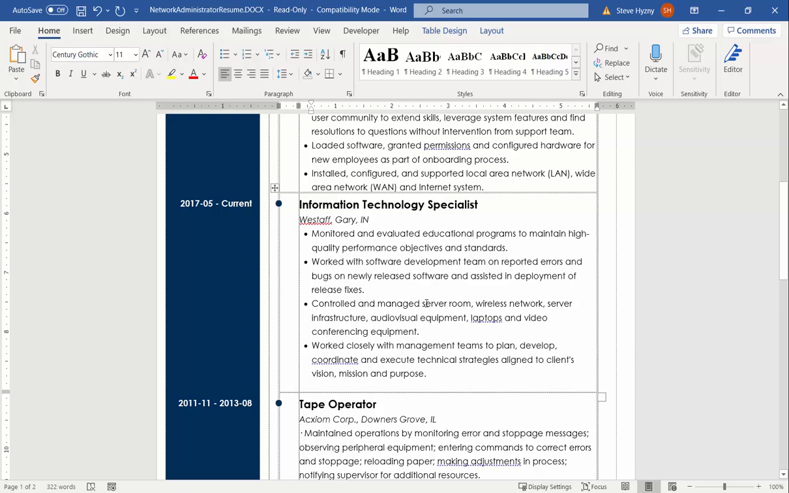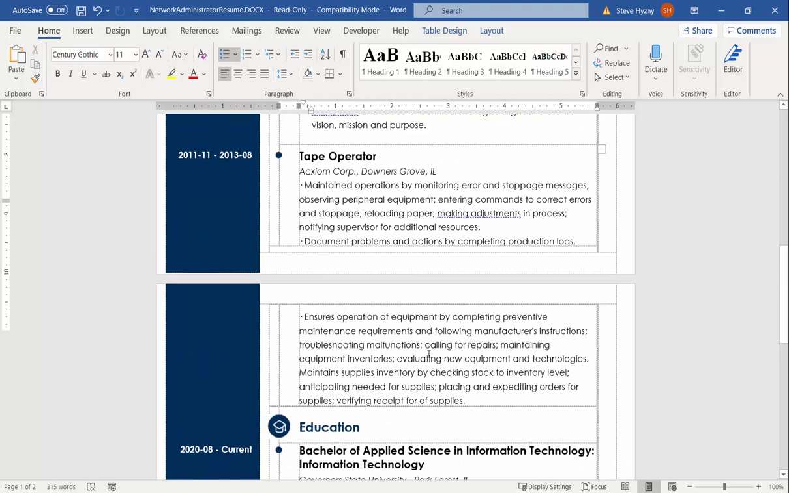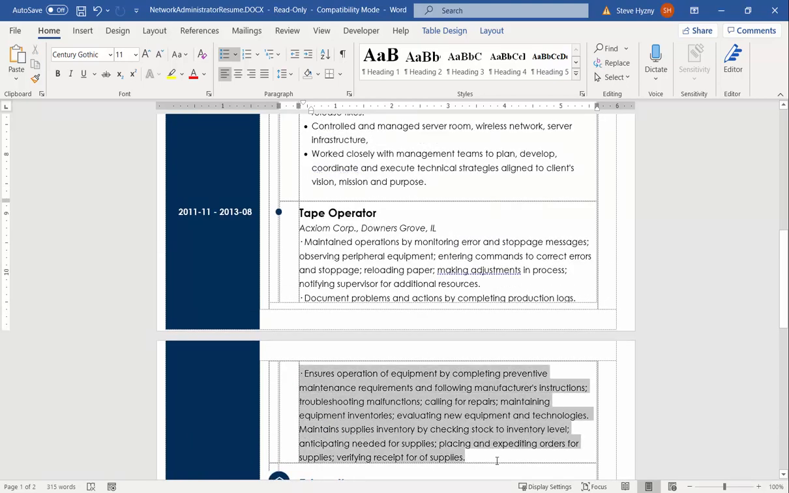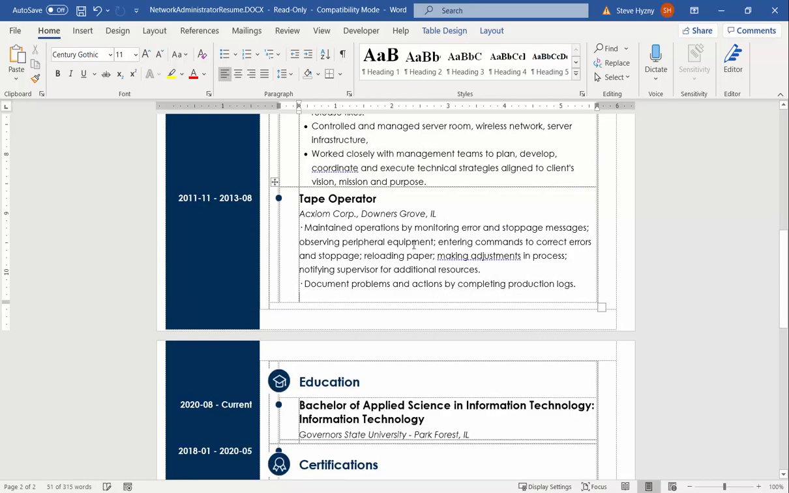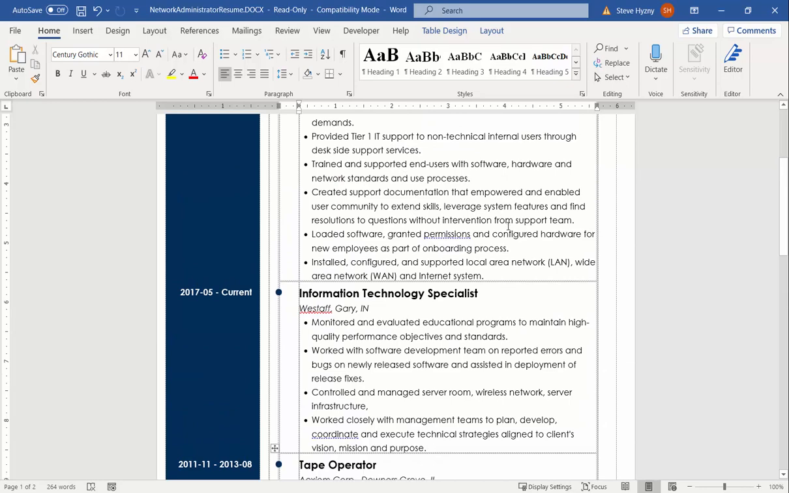controlled and managed. All right, server room, wireless network, server infrastructure. Let's take audio-visual, laptops, and video conferencing equipment off. Because like I said, we're trying to get this down to 1 page, so probably take that whole thing off. I'm not even going to read it because it's a tape operator job. Maintained operation by monitoring error and stoppages, observing way too much stuff here. Maintained operations by monitoring. Okay, that needs to be shortened down to like 1 sentence. Everything here should be no more than 2 lines. And we got a couple 3 lines here, especially up here.